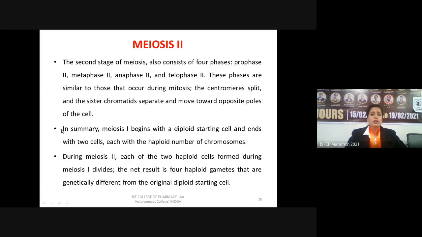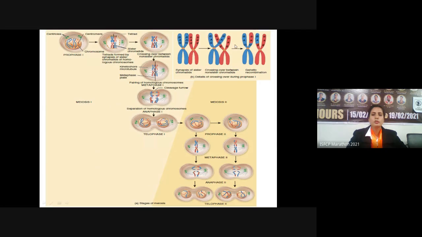So we can conclude that meiosis 1 begins with the diploid starting cell and ends with two cells. Here we have seen that in meiosis 1, the resulting cells were two, each having the haploid number of chromosomes. But during meiosis 2, the second round of meiosis, each of these haploid cells will again start dividing. So the net result is four haploid gametes, and all of these gametes are genetically different from one another and different from the original diploid starting cell. So this is the whole process of meiosis.